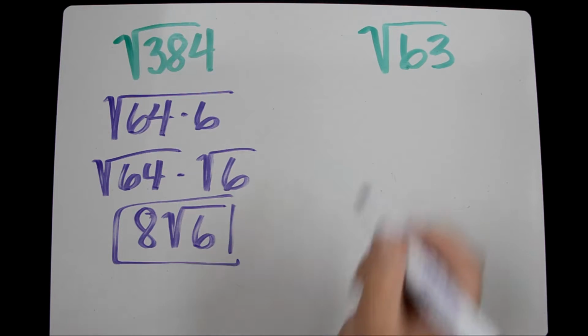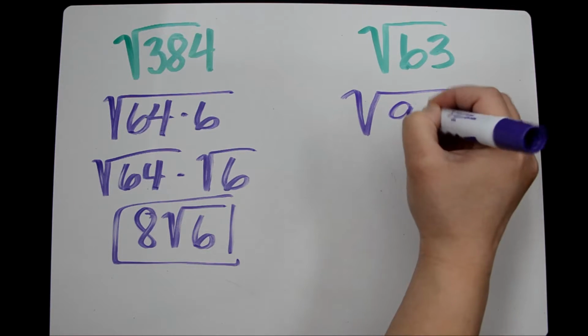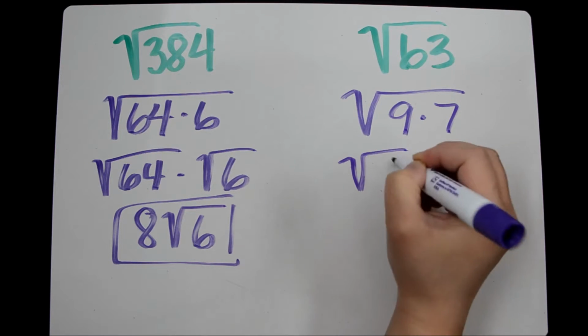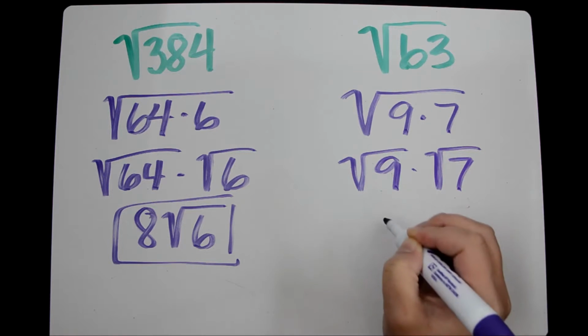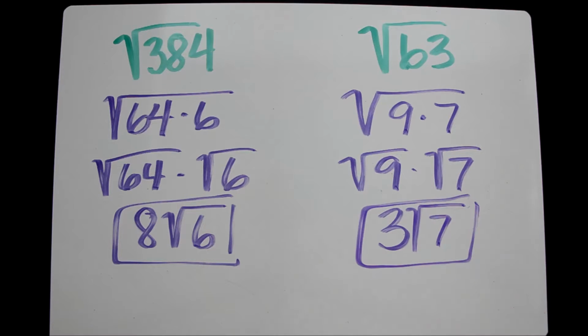With 63, this is a smaller number, so I would start at the bottom, but I know that this could be rewritten as 9 times 7, and again, we could break that apart into the square root of 9 times the square root of 7, and the square root of 9 is 3. So I could rewrite this as 3 times the square root of 7.